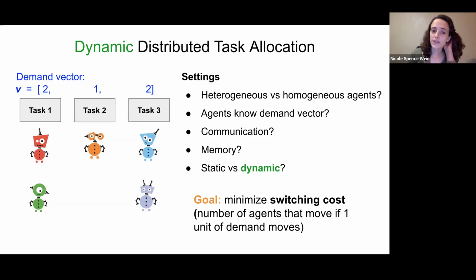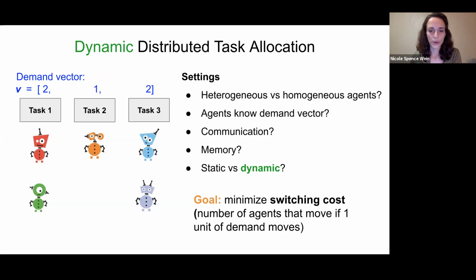So in this case, if those two agents moved in response to 1 unit of demand moving, and that was the maximum amount that moved over all pairs of demand vectors, where you go from one to the other by moving only 1 unit of demand, then we would say the switching cost is 2. So our goal is to say over all demand vectors, where you go from one to the other by only moving 1 unit of demand, to minimize the number of agents that move.